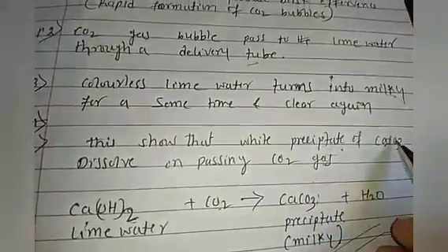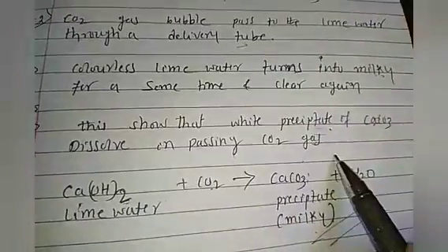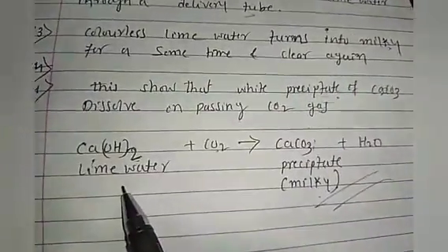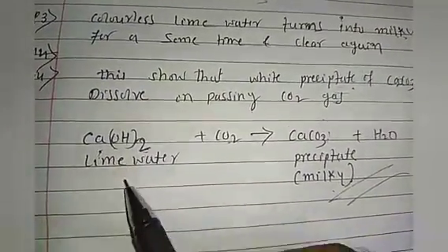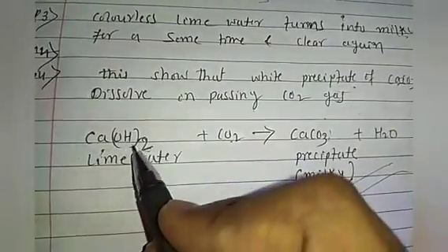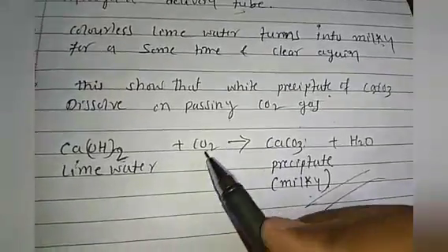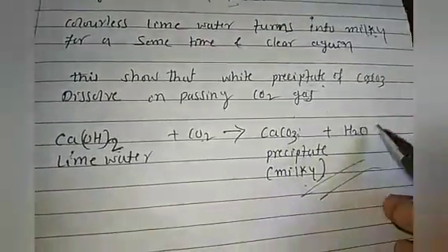Calcium carbonate dissolves in carbon dioxide. Calcium hydroxide means lime water. The formula of lime water is Ca(OH)2. This is the lime water formula. It reacts with carbon dioxide to form calcium carbonate and water.